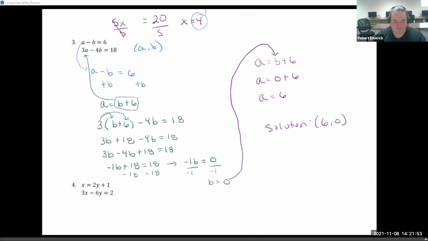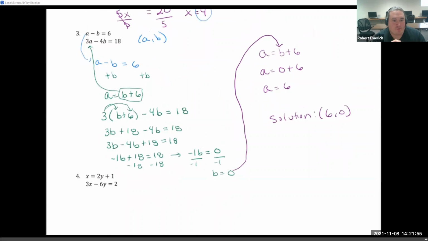Yeah, I was messing with my mute. Would it have mattered which equation we used to figure it out? What do you mean? Like we used the 3a minus 4b to find both a and b. Could we have used the other one too? Well, we didn't use it to find both A and B. We used it to find B, and then we used the first equation to find A.